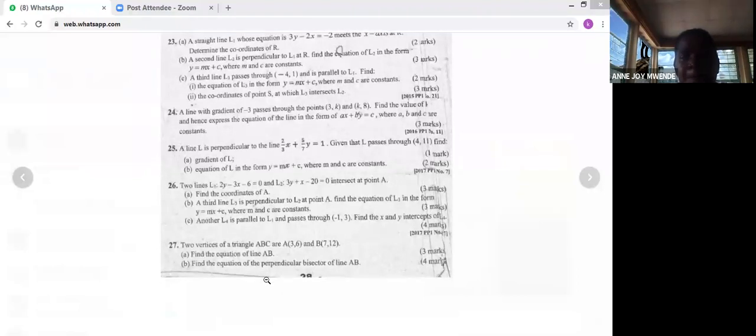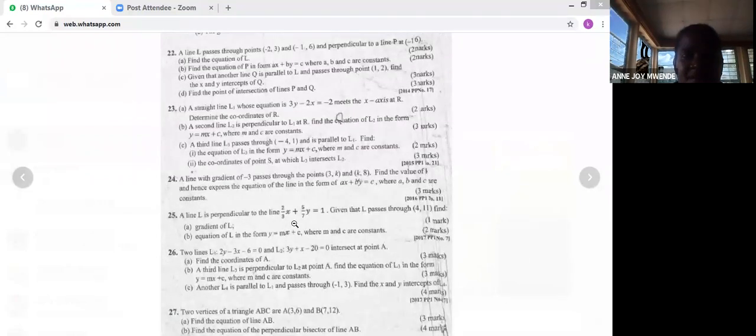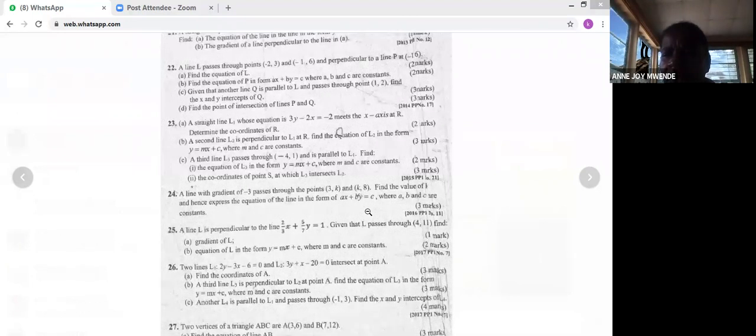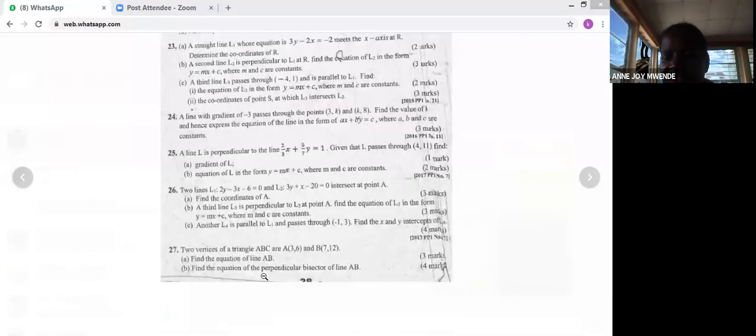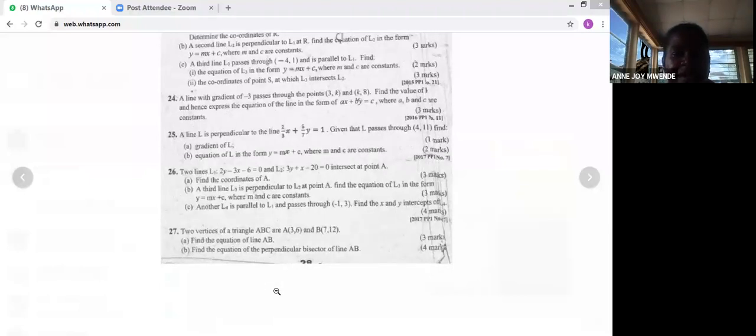Number 23. A straight line L1 whose equation is 3y minus 2x is equal to -2 meets the x-axis at R. Determine the coordinates of R. We are repeating the same thing. So that one is very simple. We have done these questions.